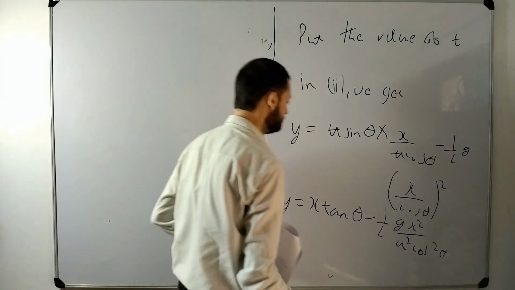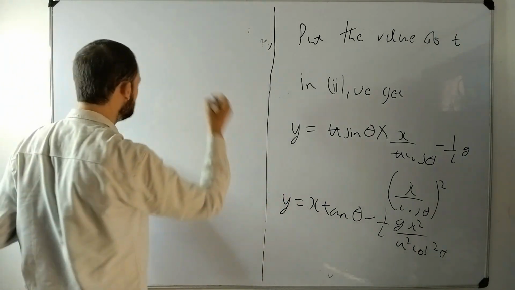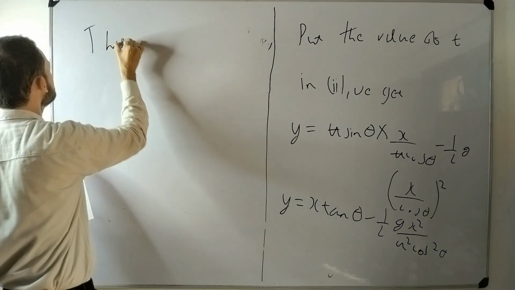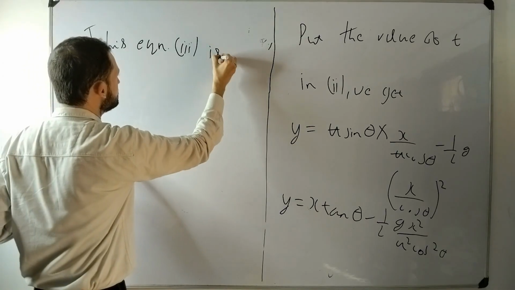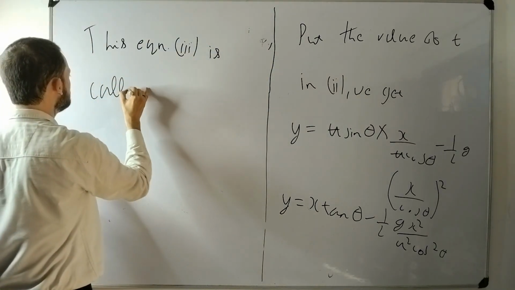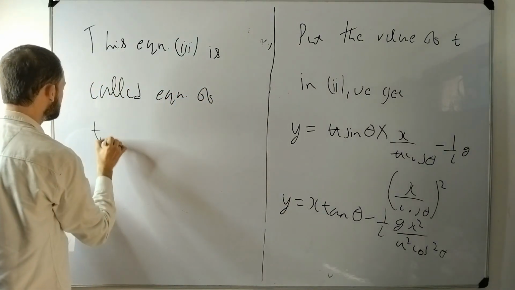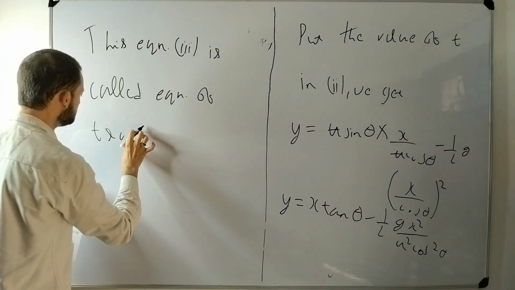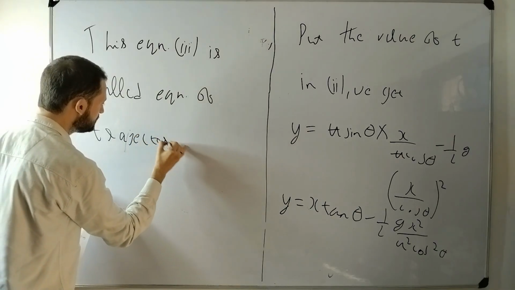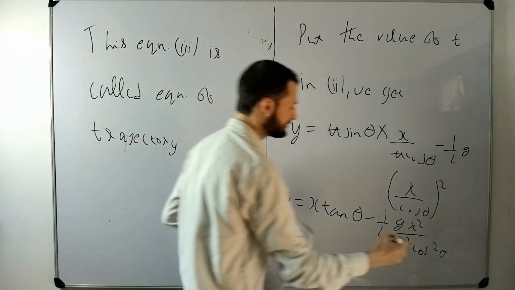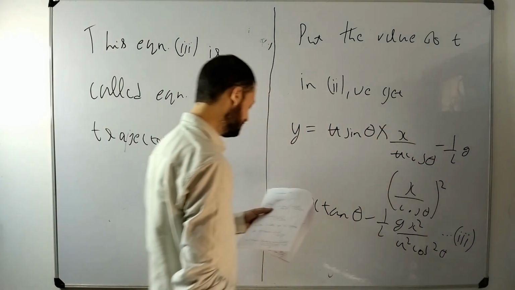So the next part, this third equation is called the trajectory equation, the equation of trajectory. Now you would say, "Sir, we don't see the third equation of waves anywhere." So this is the third equation, students.